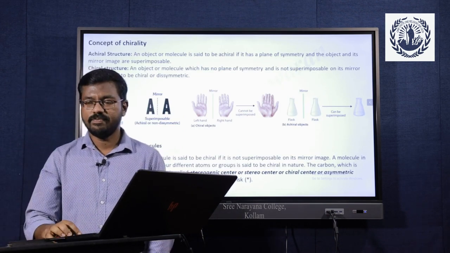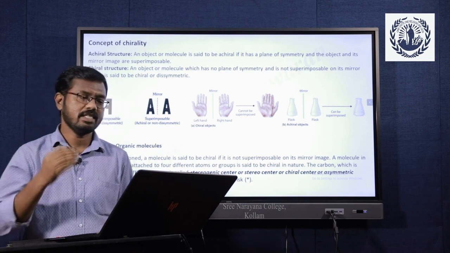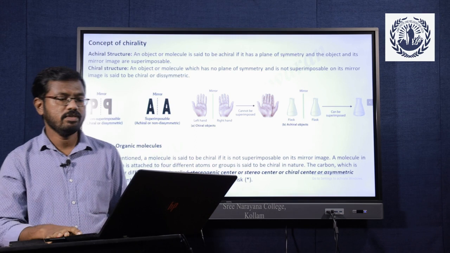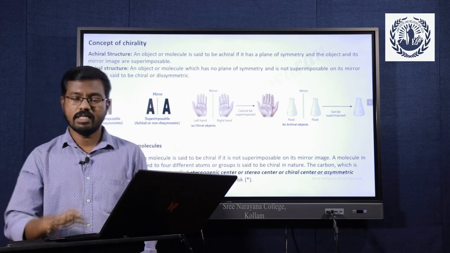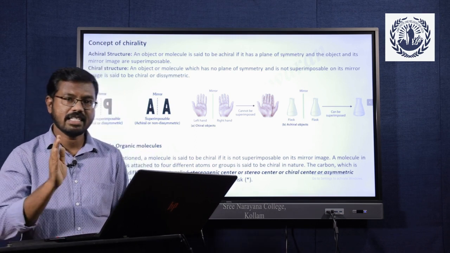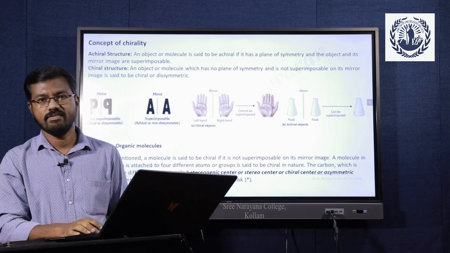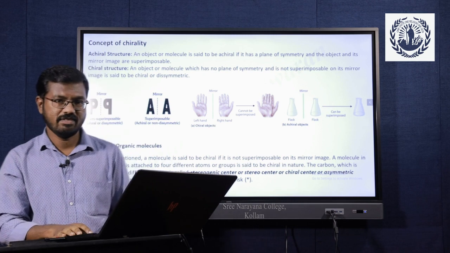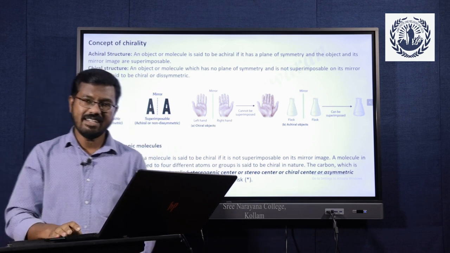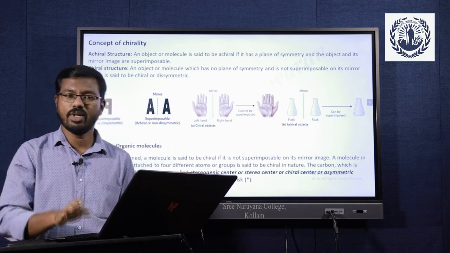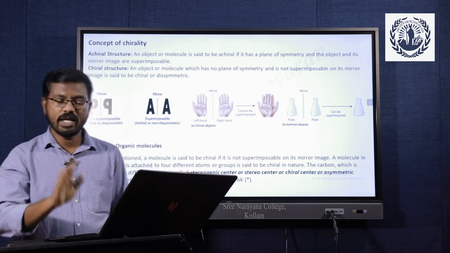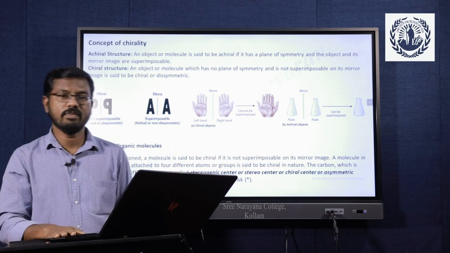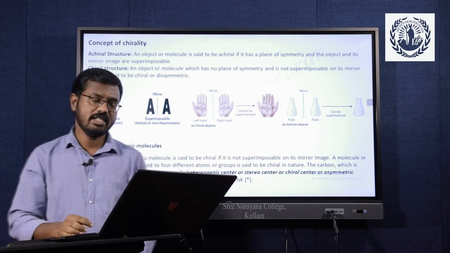Concept of chirality. So, what is a chiral structure? An achiral structure means an object or molecule which has a plane of symmetry, and the object and mirror images are superimposable. Whereas a chiral structure means the object or molecule which has no plane of symmetry, and the object and mirror images are not superimposable. So, here I have given some examples.